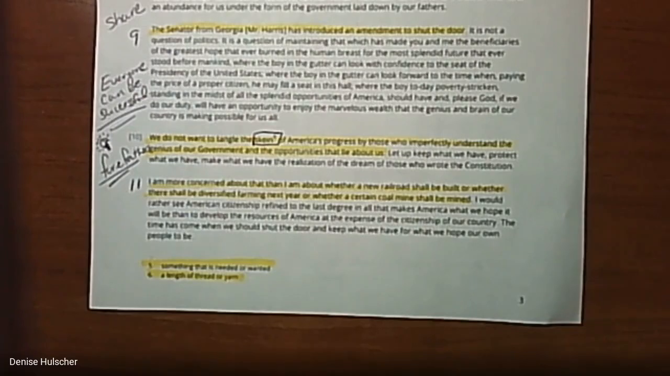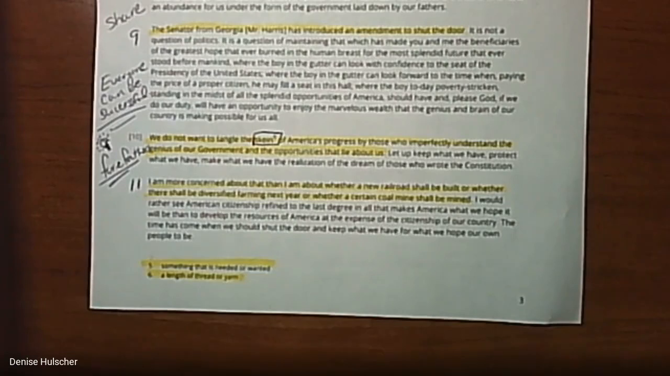I am more concerned about the kind of man that I am than about whether a new railroad shall be built, or whether there shall be diversified farming next year, or whether a certain coal mine shall be mined. I would rather see American citizenship refined to the last degree in all that America, what we hope it will be, than to develop the resources of America at the expense of the citizenship of our country. The time has come that we shall shut the door and keep what we have for what we hope our own people to be.